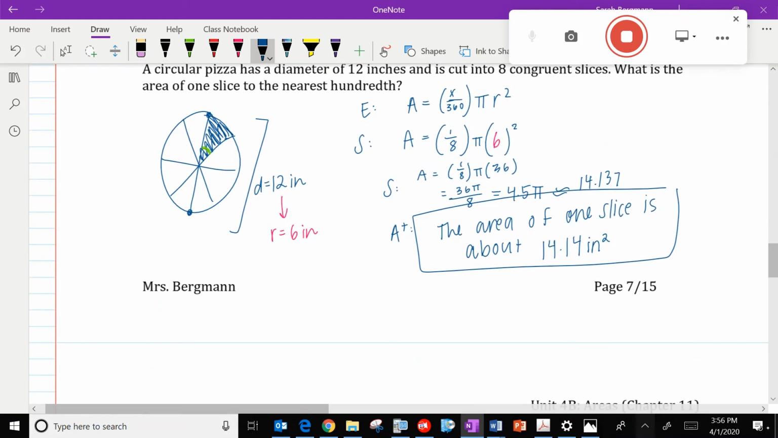All right, try the practice problem on the next page with the color wheel. And then there are 3 problems for you to do that are not word problems, but just extra practice with the formula.